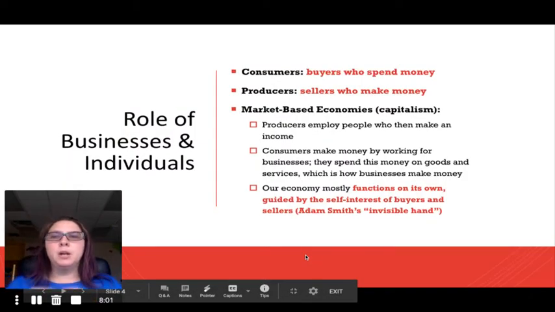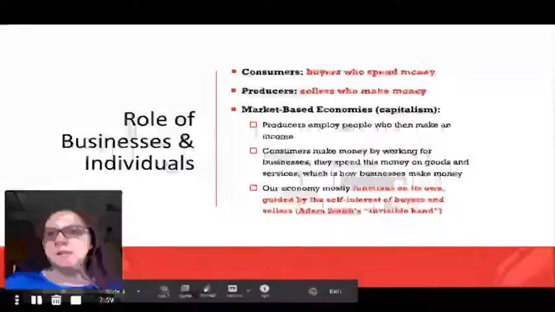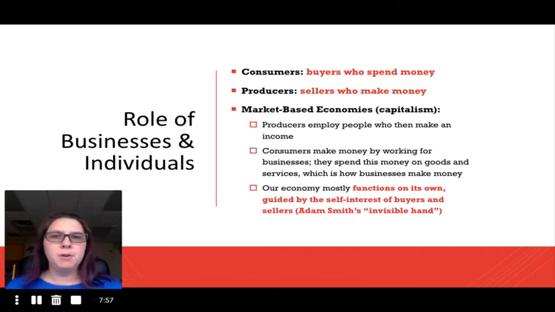Okay, so we're going to start with the roles of businesses and individuals. Here's some vocabulary that we need to remind ourselves about. First of all, consumers. Consumers are the buyers who spend the money. When you go into a store and you buy products, you are a consumer. And the producers are the sellers who make money. They produce the product. Those are the 2 main people that participate in the economic system.